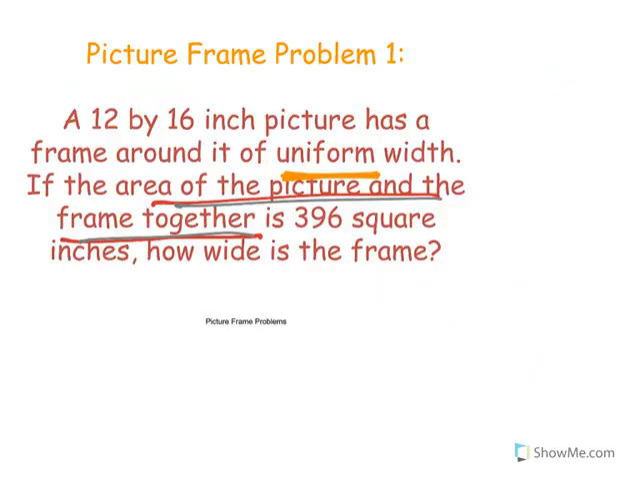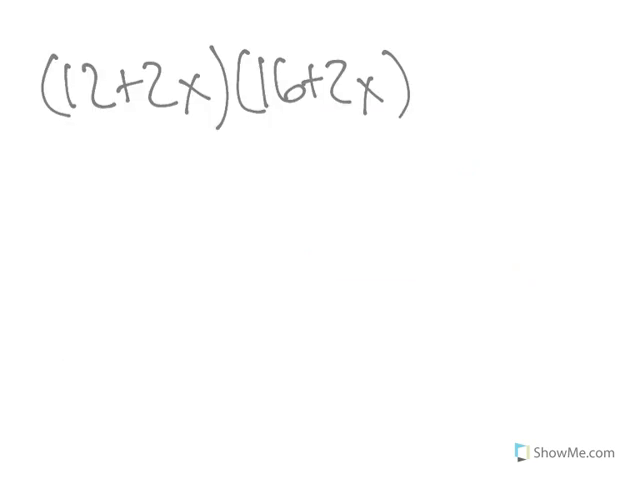So it's 12 plus 2x times 16 plus 2x is equal to, let me just go back, I think it's 396. There we go, 396. So that's going to be your equation. Now, solving the equation isn't the hard part. The hard part is actually setting it up, and you are going to have to draw it. It's going to be really difficult to do this without drawing it out.